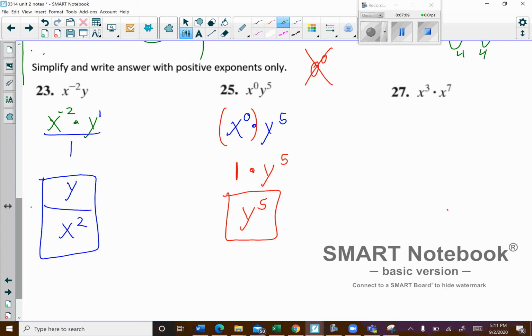Okay, on our next one, 27, we're going to use the product rule, because you have the common base and you're multiplying, so you're going to add those. So it should just be x to the power of 10.